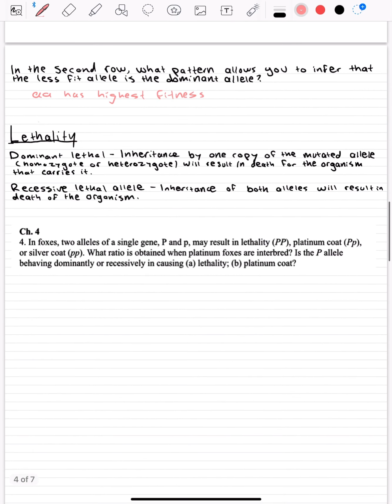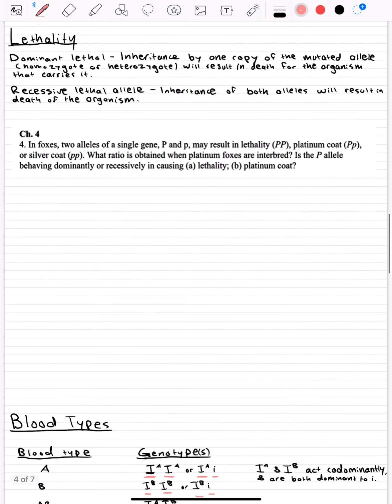Going on to lethality. Alright, so lethality essentially means that an individual carrying specific copies of a lethal trait is going to die. There are two types of lethal alleles. You have dominant lethal and you have recessive lethal.